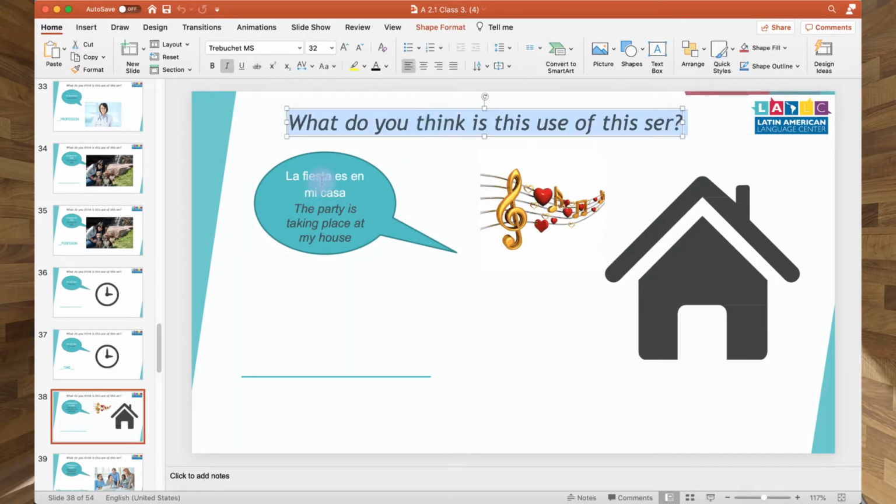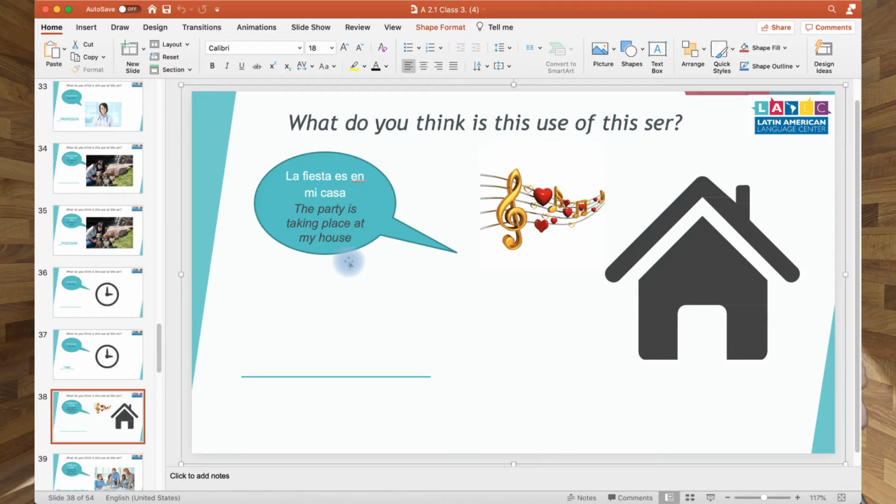Okay? What about this one? What do you think is this use? La fiesta es en mi casa. The party is taking place at my house. Okay, so in this case, I will help you. La fiesta es en mi casa. Whenever you have the verb taking place, it's always ser.